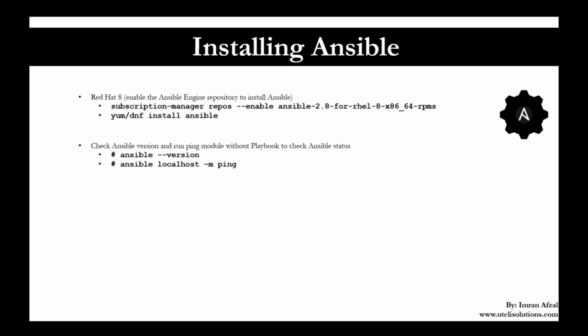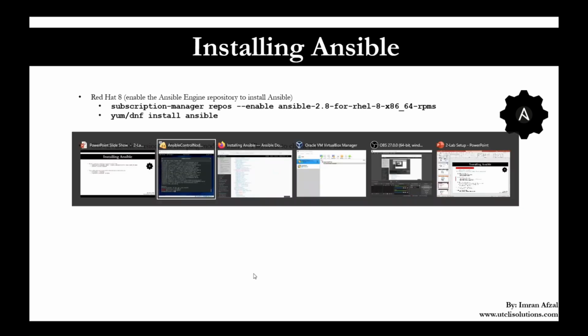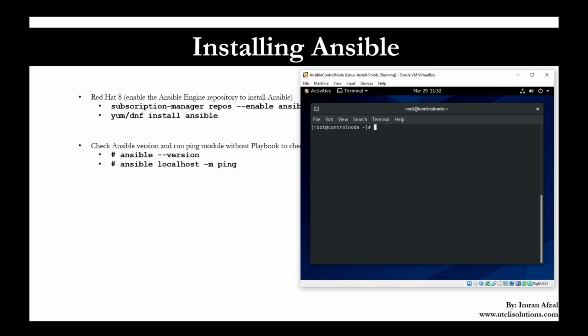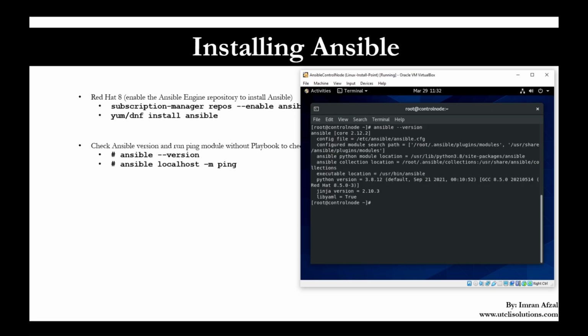All right, so now after Ansible has been successfully installed on your Linux machine, let's confirm. So here is our Linux machine. Let's clear the screen and you will run the command ansible --version. It will give you the version of the Ansible engine or Ansible software that has been installed. All right, it is there.